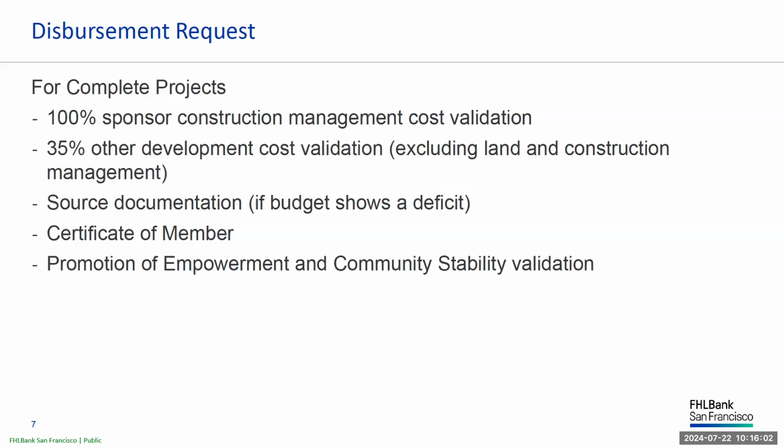For projects that are complete at the time of disbursement, additional documentation will also be required. For cost validation, backup documentation must be provided for 100% of sponsor-provided construction management costs and 35% of all other development costs. If there is a deficit in the budget, gap source documentation will also be required. If promotion of empowerment and community stability commitments are in place, documentation for those commitments must also be provided.